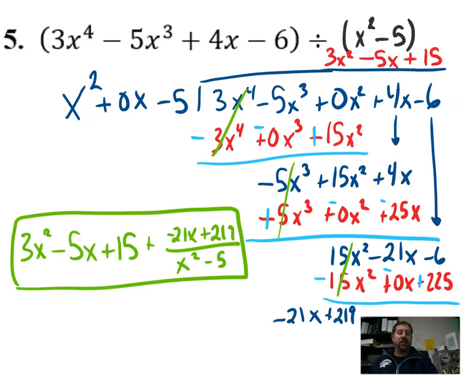Okay, you can pause it here and check your work if you need to, but you should have ended up with 3x squared minus 5x plus 15 plus negative 21x plus 219 all over x squared minus 5. Again, try to keep things lined up, because I think it makes these problems easier.